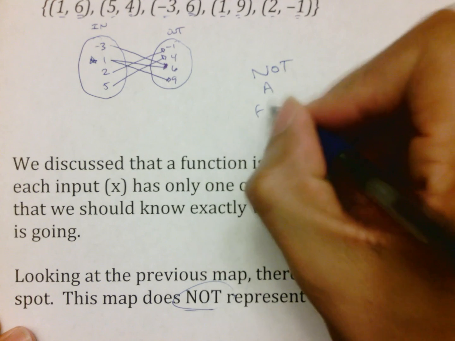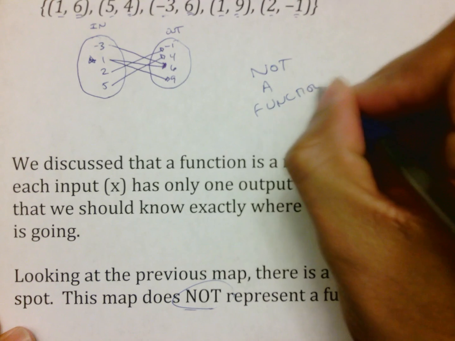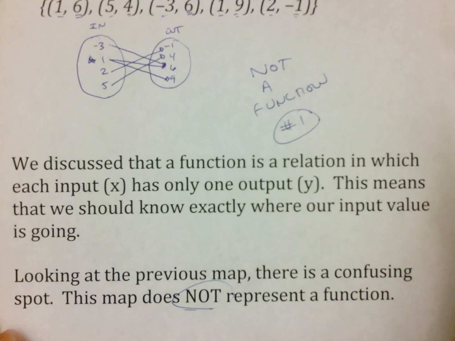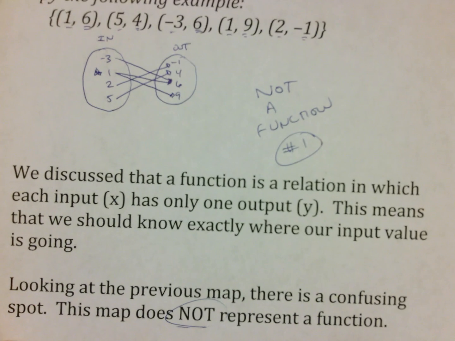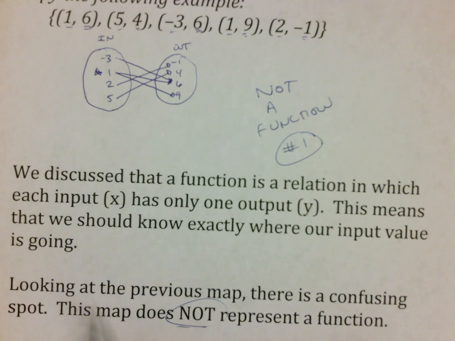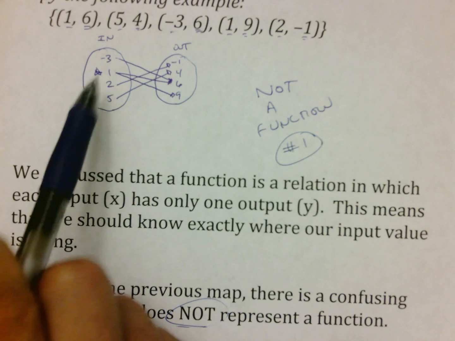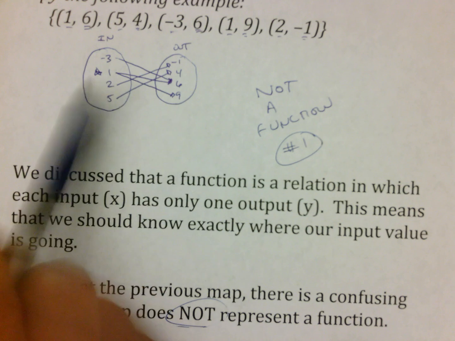You might want to write that there, and that's because of the number 1. Again, the number 1 is confusing because it leads to two different spots, and that way you understand what it means whenever they ask, is it a function in terms of numbers? You know to look at it and say, you know what, I know where -3 is going, I know where 2 is going, I know where 5 is going, but once I don't know where 1 is going, there's going to be a problem.